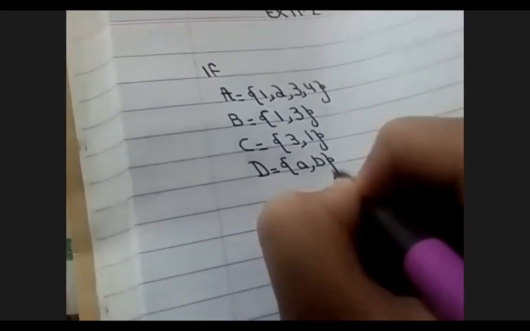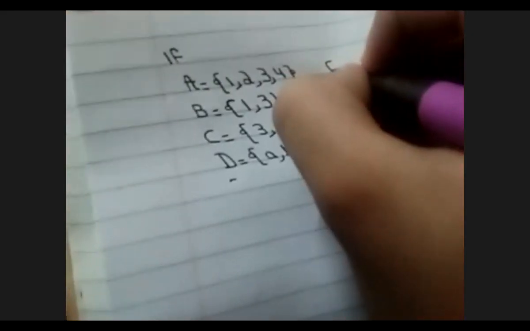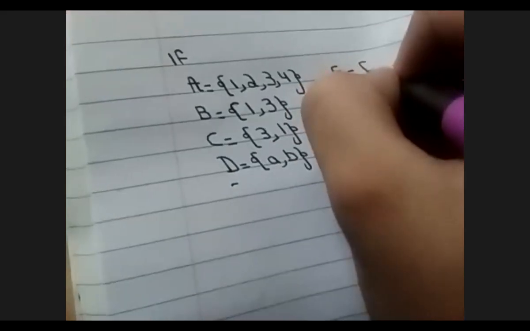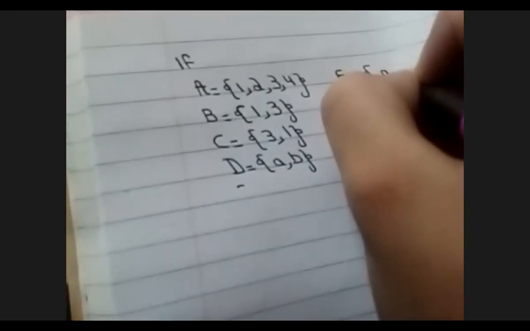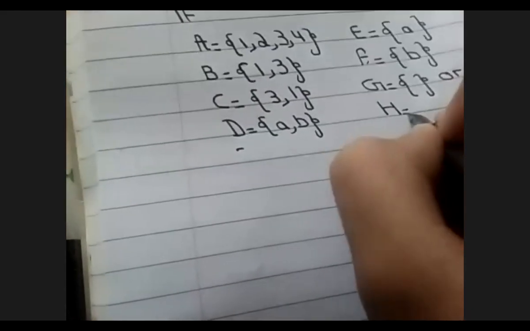Now in front of that, write E is equal to A. F is equal to B. G is equal to the empty set. H is equal to {2, 4, 6}.